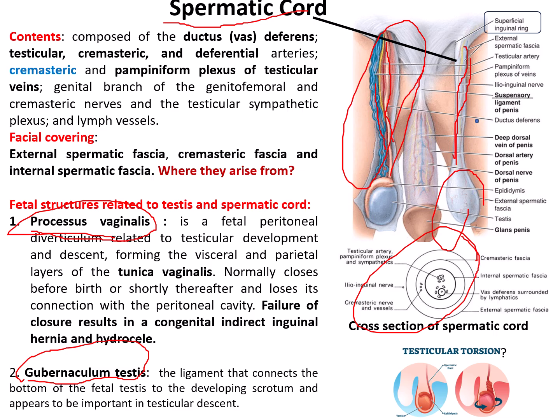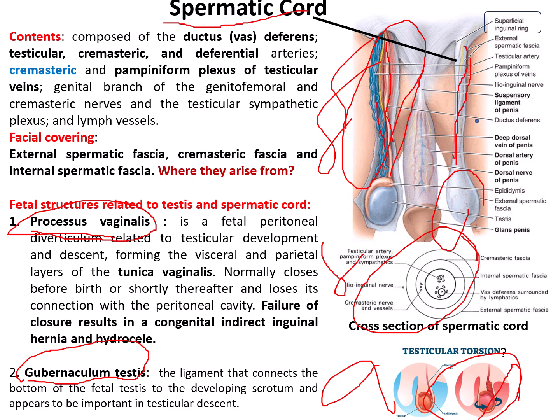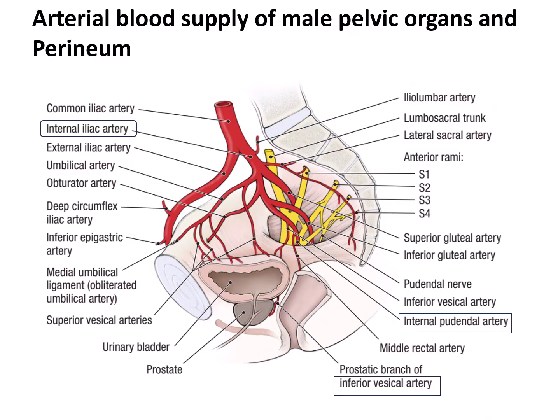Sometimes the spermatic cord can be twisted or rotated around its long axis, and this is called torsion. And this is torsion, like here, which can obstruct the blood supply of the testes and results in testicular necrosis and gangrene.